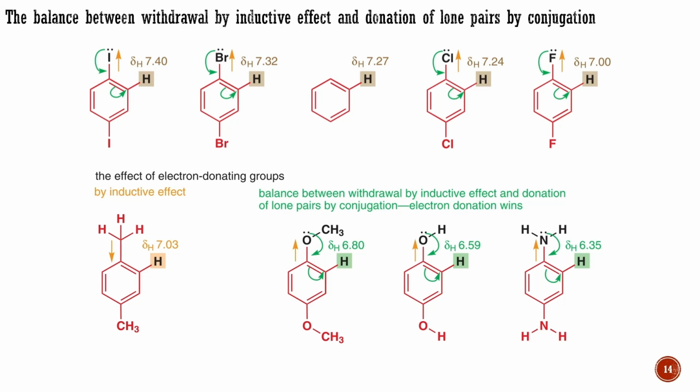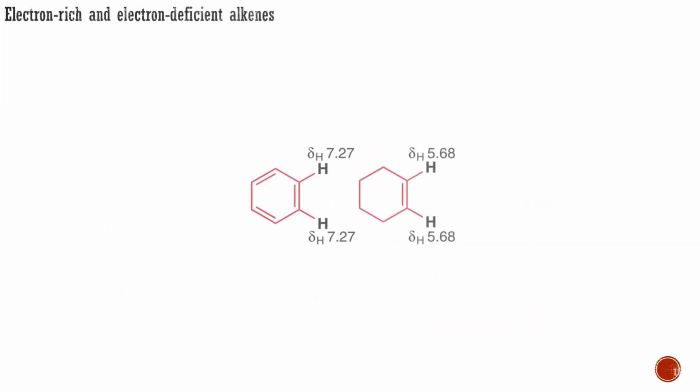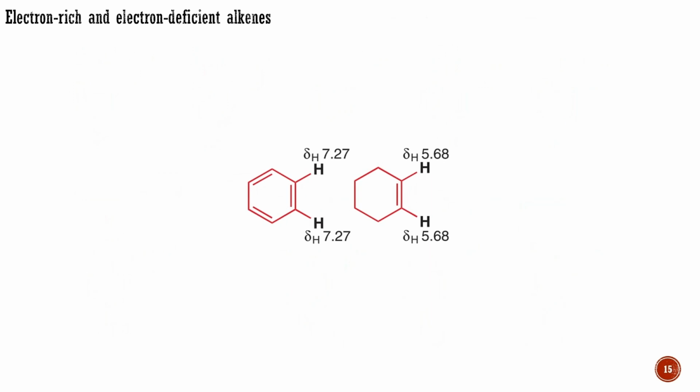All of these factors have very important consequences for the reactivity of differently substituted benzene rings, which will be discussed in a later module. The same sort of thing happens with alkenes. I will concentrate on cyclohexene so as to make a good comparison with benzene. The 6 identical protons of benzene resonate at 7.27 ppm. The 2 identical alkene protons of cyclohexene resonate at 5.68 ppm.